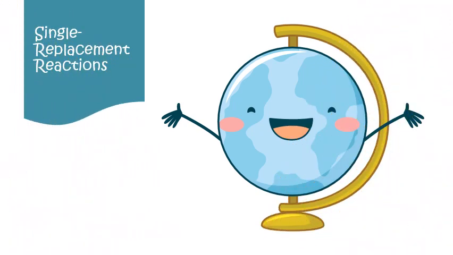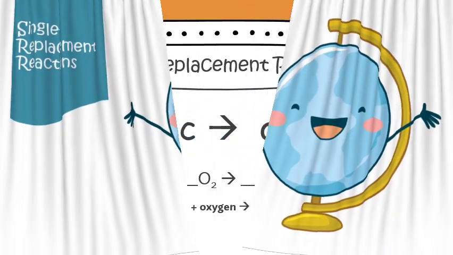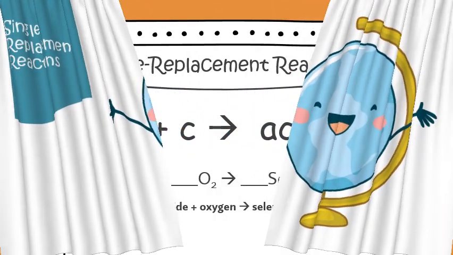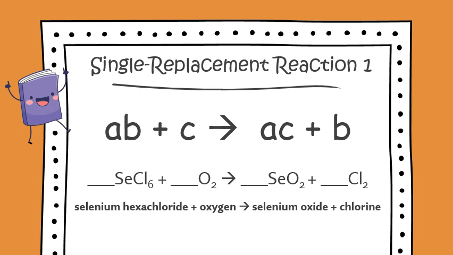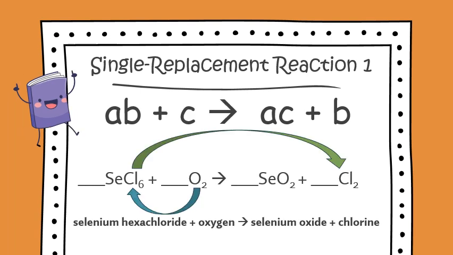Single replacement reactions. I can recognize single replacement reactions when I have one molecule replacing another in a compound. In this case, I have selenium hexachloride and oxygen reacting to form selenium oxide and chlorine. Here, the oxygen will kick out chlorine and take its place. The chlorine will then be free to do whatever it does.